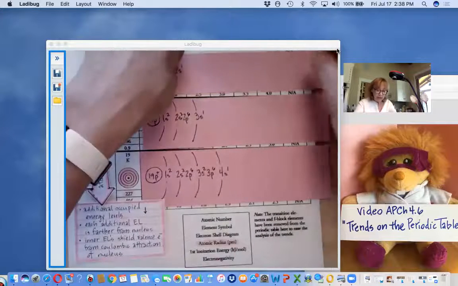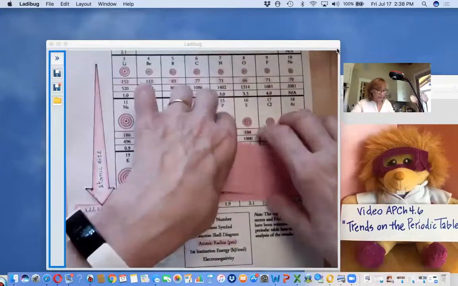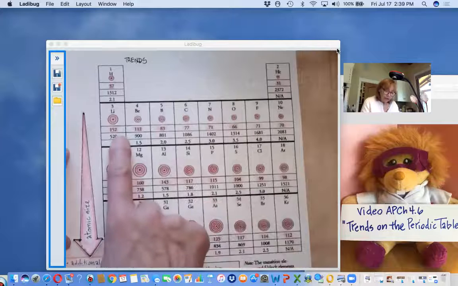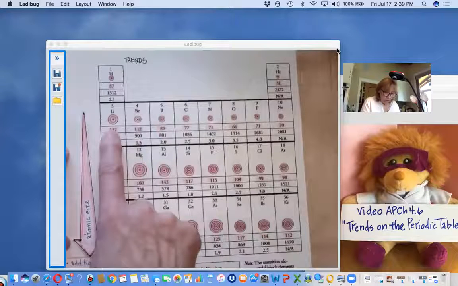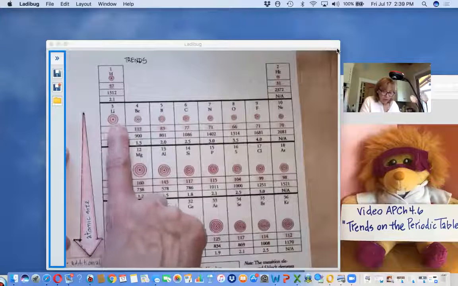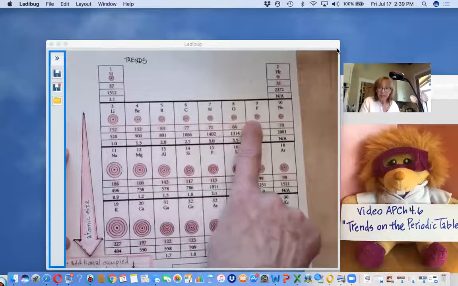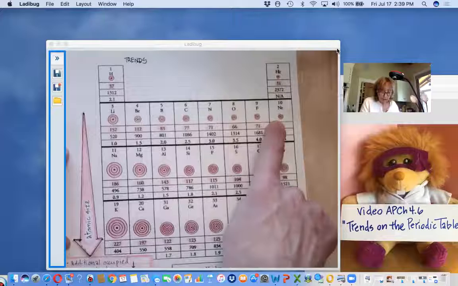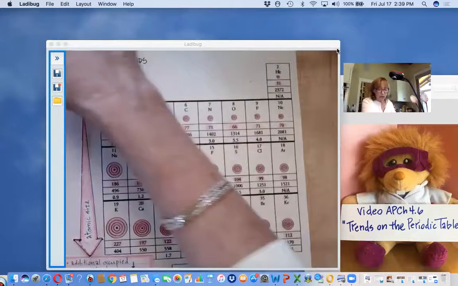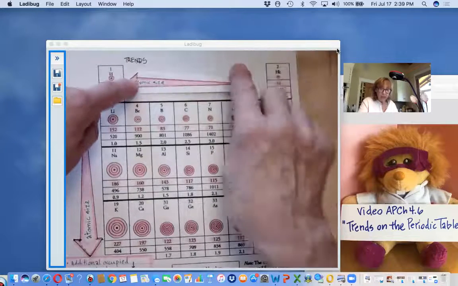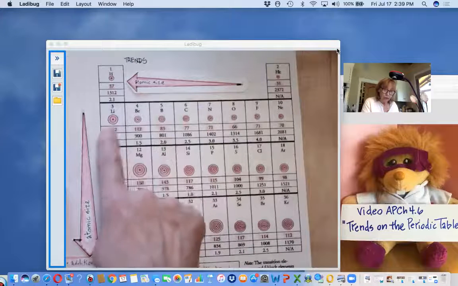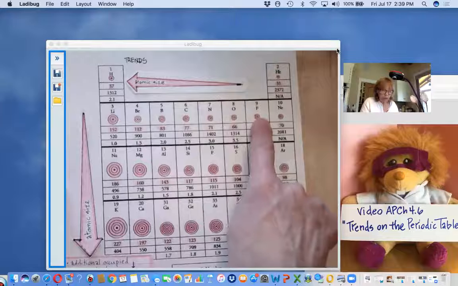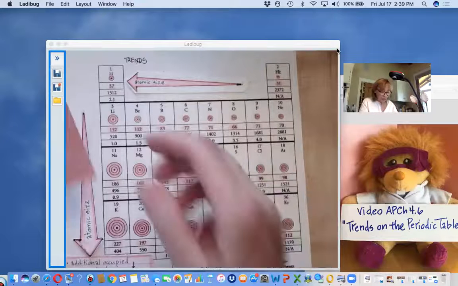All right, now I'd like you to take a look at the trend in size across a period. So if we look at this period 2 on the periodic table, notice that the size of the atom is getting very subtly smaller as we go to the right. That's the sort of surprising trend. So within a period, the larger atoms are over here on the left, and the smaller ones are over on the right. Let's look at 3 examples.